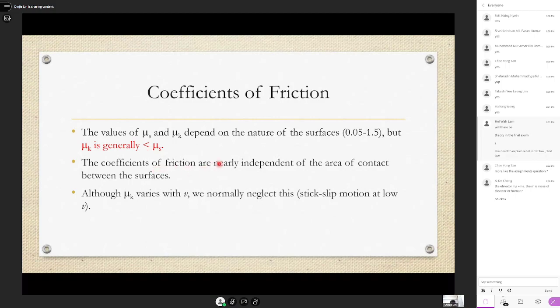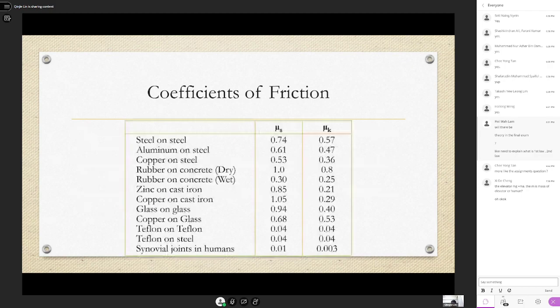The coefficients of friction are nearly independent of the area of contact between the surfaces. That's a characteristic. Although mu k varies with velocity, we normally will neglect this. So usually we won't care about this. We will assume that mu k is constant. Then these are examples of materials and their corresponding mu s and mu k. You see the values are usually below 1.